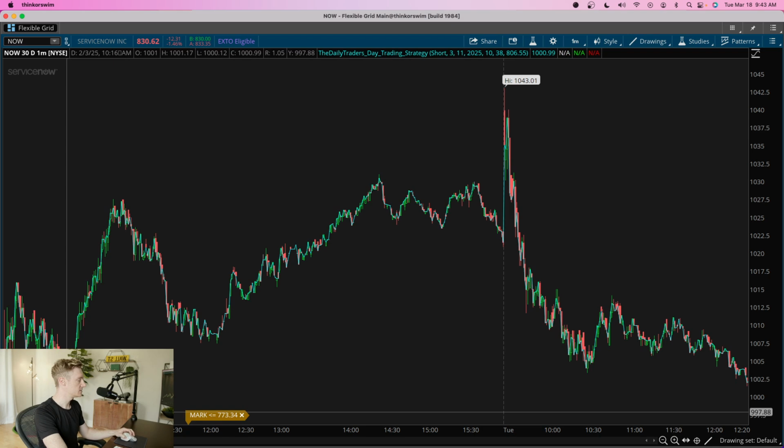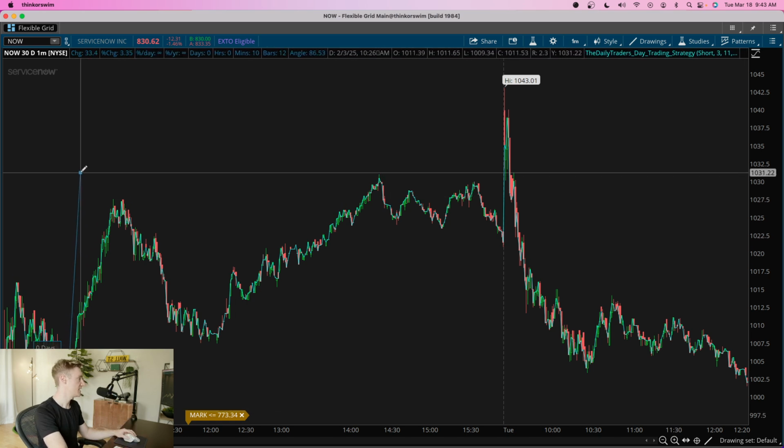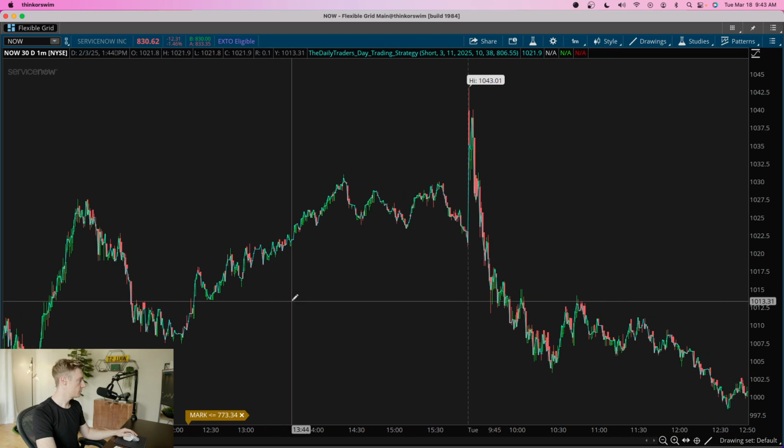What we're going to do is measure the distance between the lowest point of the day and the highest point of the day that the stock traded. So the lowest point of the day that NOW traded on this day was whatever, 997, and the highest point was around 1031. And we could see that's 3.34%. So we'd write that down, 3.34.